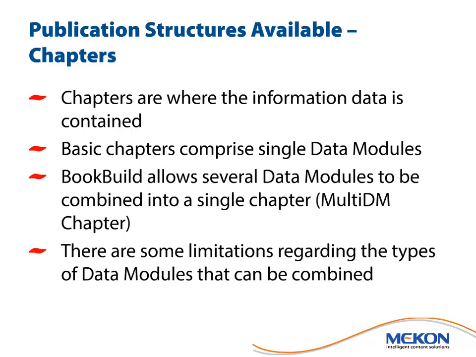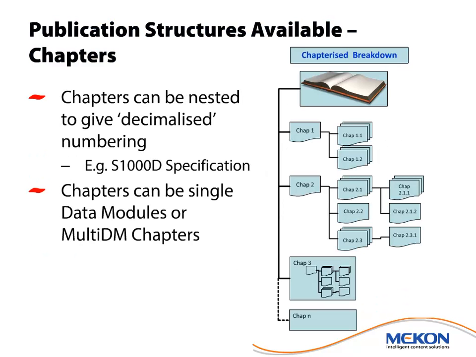So we've dealt with volumes and sections, and we mentioned that they contain chapters. And that chapters are where the actual information data is contained, and they're the data modules which you have created as part of the S1000D project. Now, the basic chapters in this breakdown consist of single data modules. However, BookBuild does allow you to combine several data modules into a single chapter, and we call those multi-DM chapters. There are some limitations regarding the types of data modules that can be combined, and we'll be dealing with that later on.